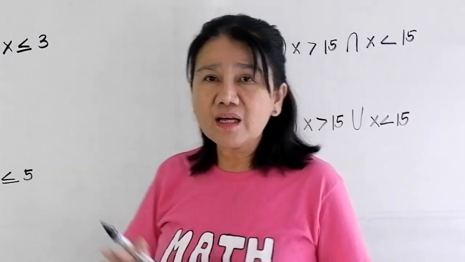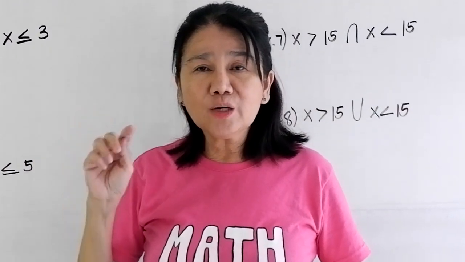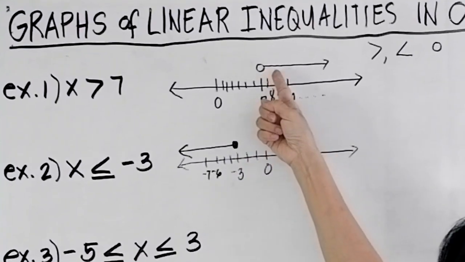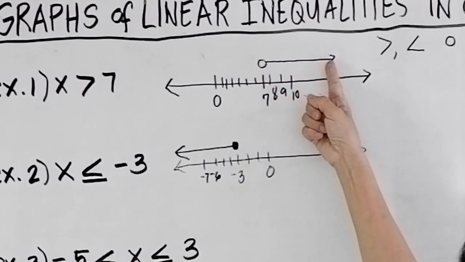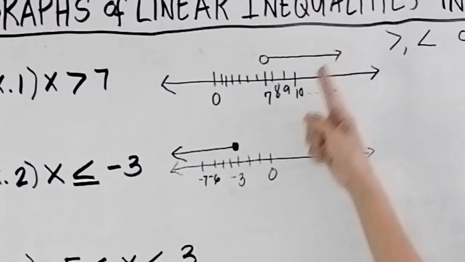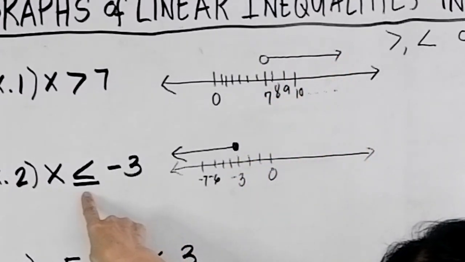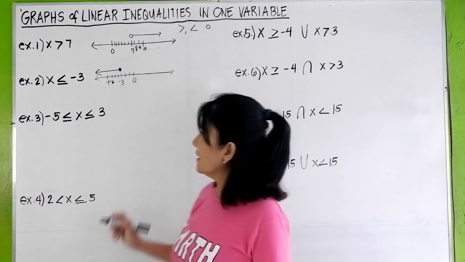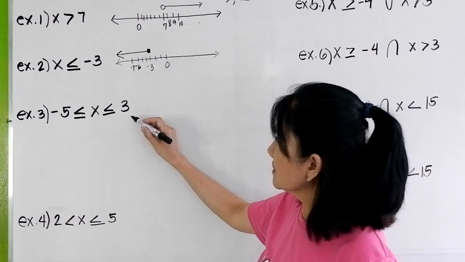So did you see that? When the inequality sign is greater than, your arrow will be moving to the right. While if your inequality sign is less than, your arrow must be pointing to the left. There. Now what about this?